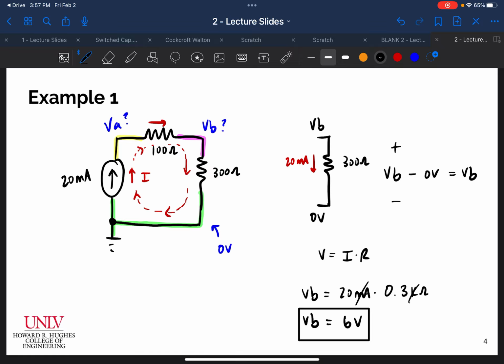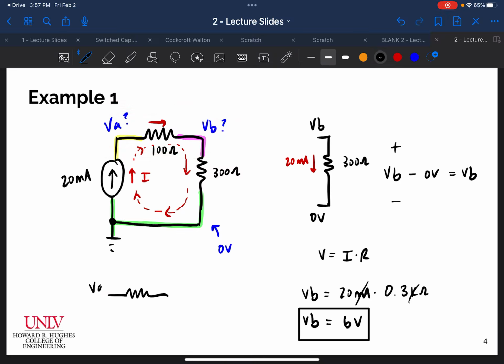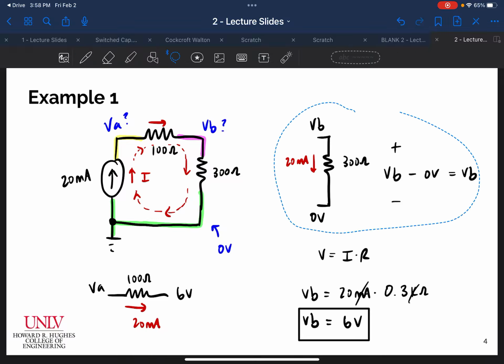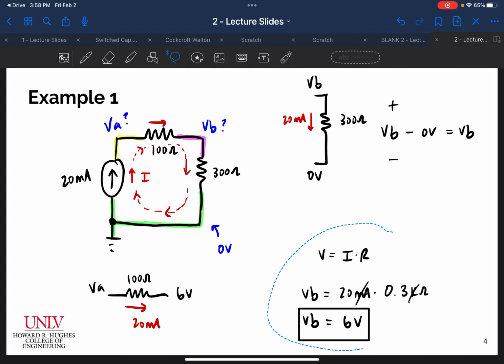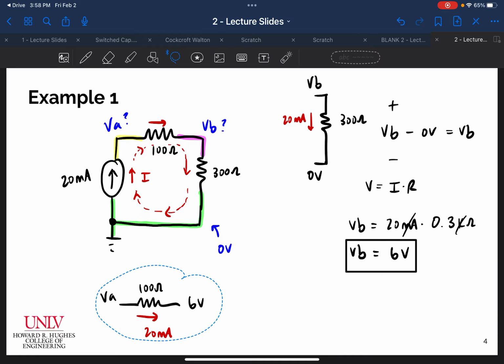All right, so I know VB, and now I can use the exact same process to solve for VA, right? I have a resistor. Again, I'm going to take this piece of the circuit, extract it, and draw it down here. I have that resistor, I have VA. Now I know VB is 6 volts, and I have a 100 ohm resistor here. And again, I know my current is 20 milliamps. And so following the exact same process, let me create some space for myself here. I'm going to move everything, move that up, move this up, and give myself a little bit of room to work.